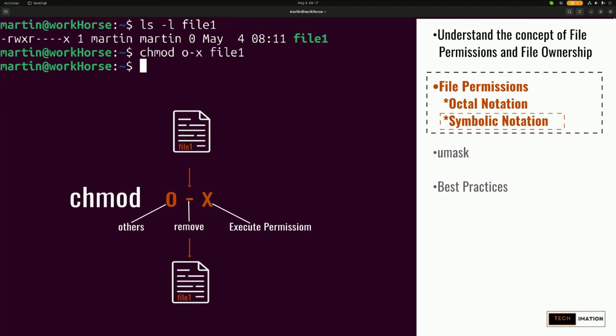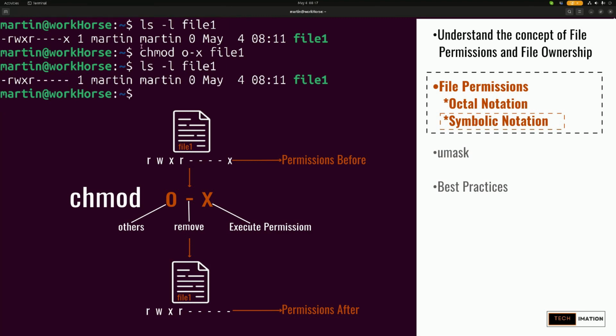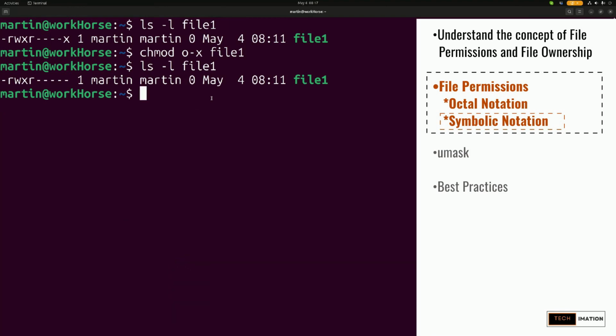What have I done? I have just said others, take away the execute permission from others. Or others minus execute. All right. So let's look, and you will see that the X permission that was here before is no longer here. It's gone. That is the symbolic notation. Now, how do I say I want to add the write permission to the group?